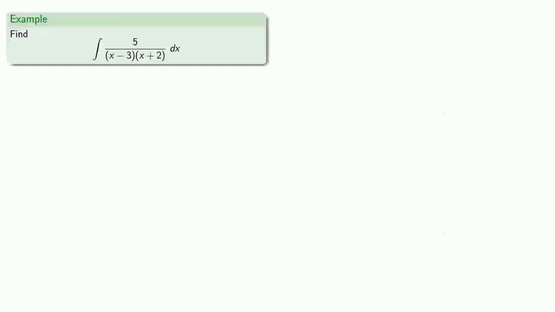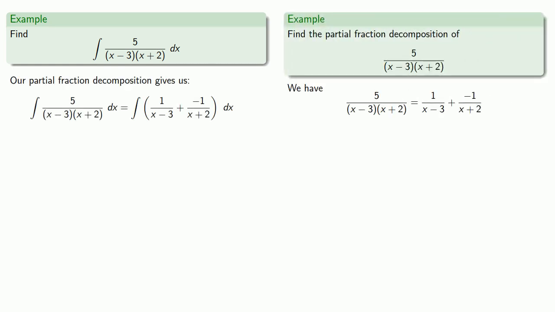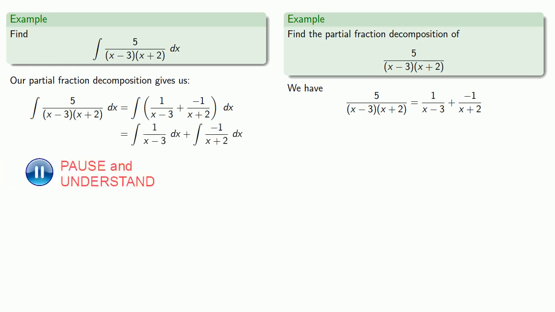It's important to understand that everything up to this point is just algebra. We've done no calculus so far. So let's go ahead and introduce a little bit of calculus and talk about the antiderivative of 5 over x minus 3 times x plus 2. Because the denominator is in factored form, we can find the partial fraction decomposition. Actually, we've already done that. And the additivity of the antiderivative means we can split this integrand into two integrands and evaluate each one separately.